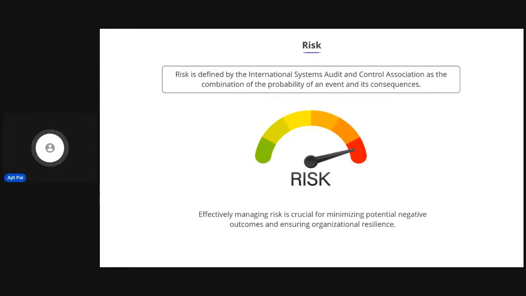So, what is risk? Risk is defined as the combination of two very important factors: the likelihood of a threat agent exploiting a vulnerability, and if the threat agent exploits the vulnerability, what will be the impact of it. The main purpose of risk management is to find out the risk you have and to reduce its negative outcomes.